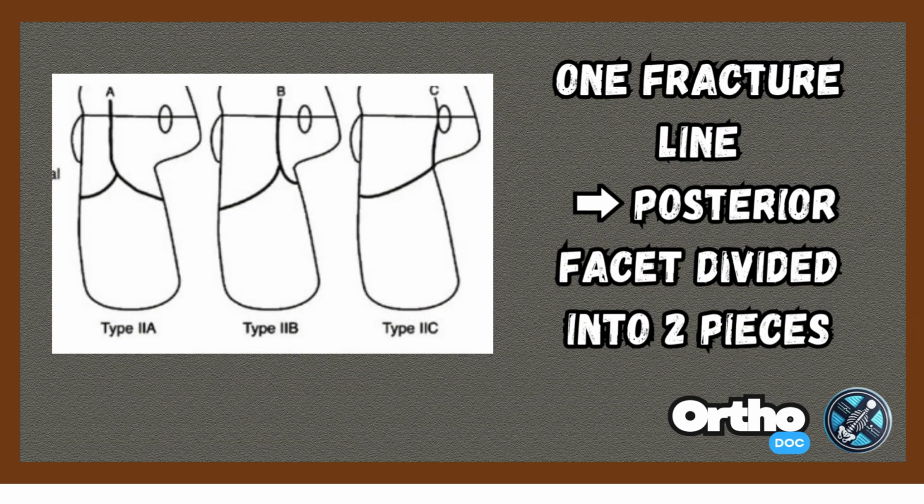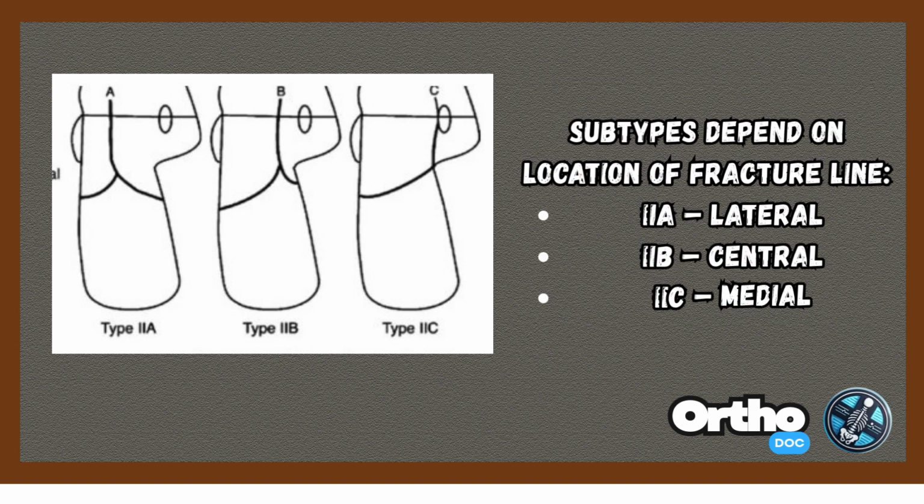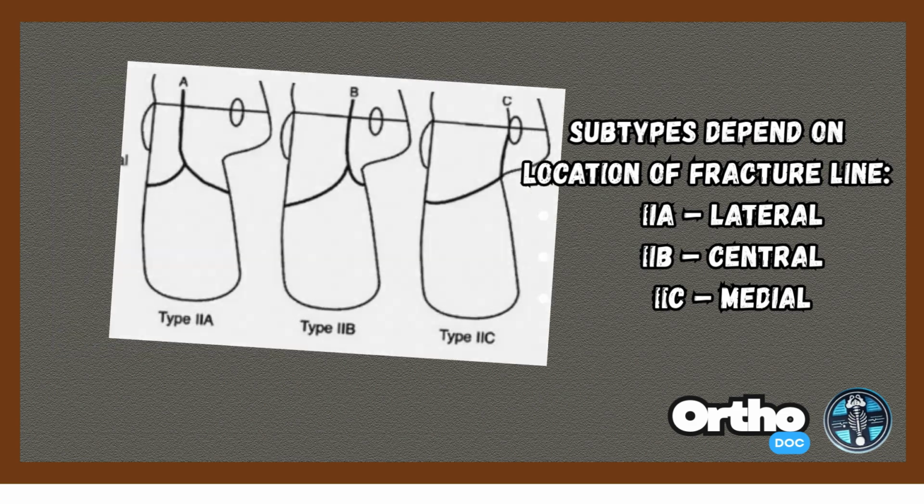Type 2. In this type there is one fracture line which creates two fragments only, so posterior facet is divided into two pieces. Subtypes depend on location of fracture line. 2A means lateral fracture line, 2B means central fracture line, and 2C means medial fracture line.